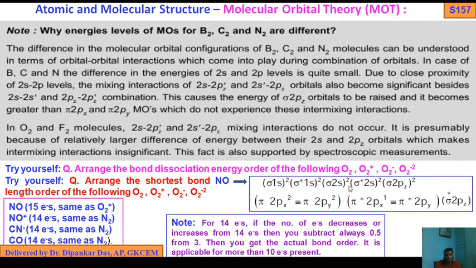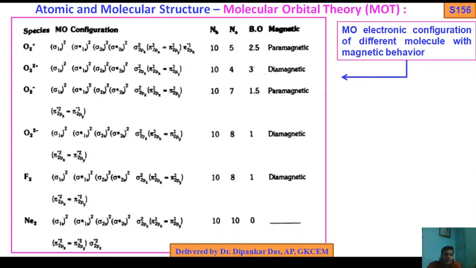So this is the MO electronic configuration of NO, 15 electrons. O2 means 16 electrons, and NO is just like O2 plus. So NO has 15 electrons, the same as O2 plus, so it has the same MO electronic configuration as O2 plus.